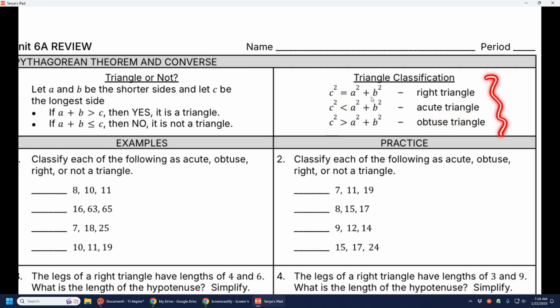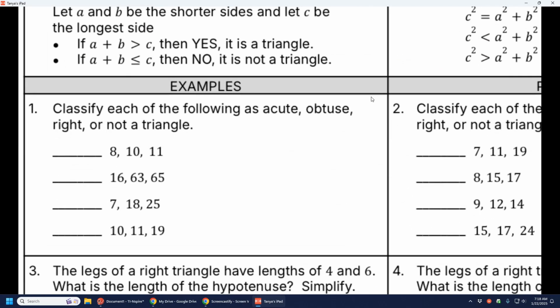But before you can classify those triangles, you have to decide whether the three sides they give you can even be a triangle to begin with. And this is how you decide. You add up the two shorter sides, so if a and b are the two shorter sides, you add them up, and that has to be greater than the longest side. If it's less than or if it's equal to, then it would be no. So we're going to do the example side. We're going to do the odd ones.